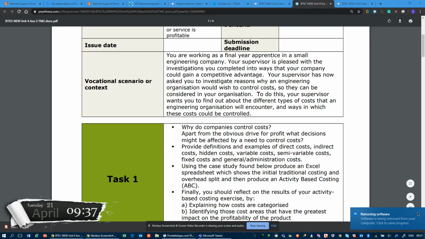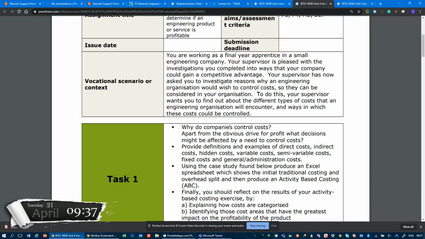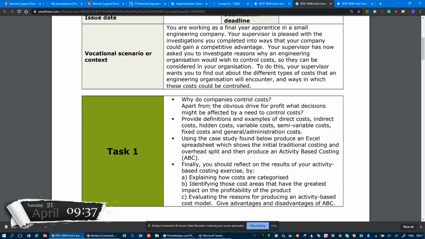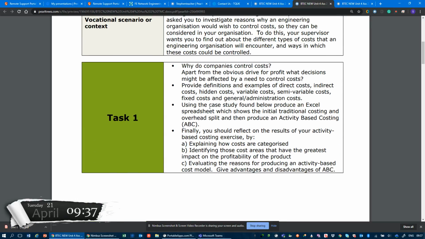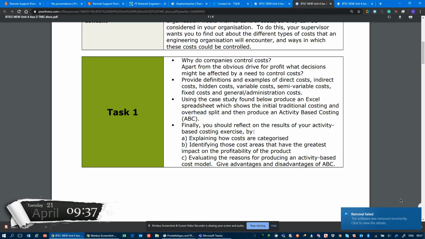Why does it keep doing this? Go away. It'll ping again in about 5 minutes saying it can't remove software. Anyway, never mind. That's why companies control costs. There we are, you see? Told you.